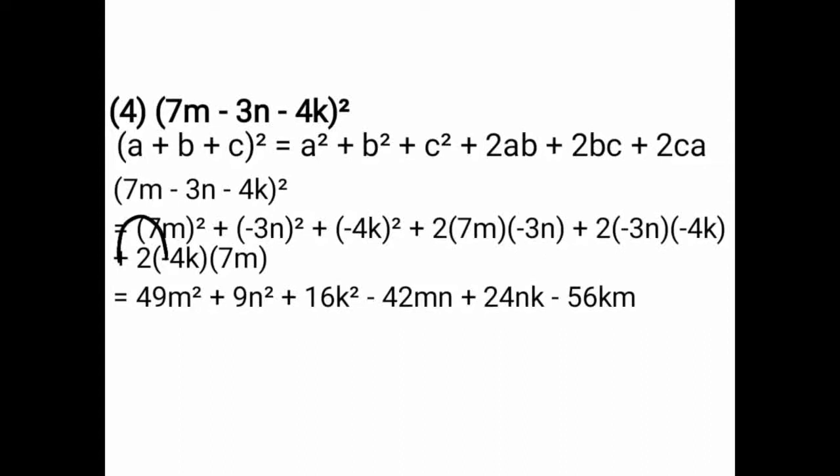Plus into minus is minus. 2 fours are 8, 8 sevens are 56, 56 into k into m is minus 56km, because I have converted plus into minus before that. That is equal to 49m square plus 9n square plus 16k square minus 42mn plus 24nk minus 56km. This is the final answer, because all these are unlike terms.